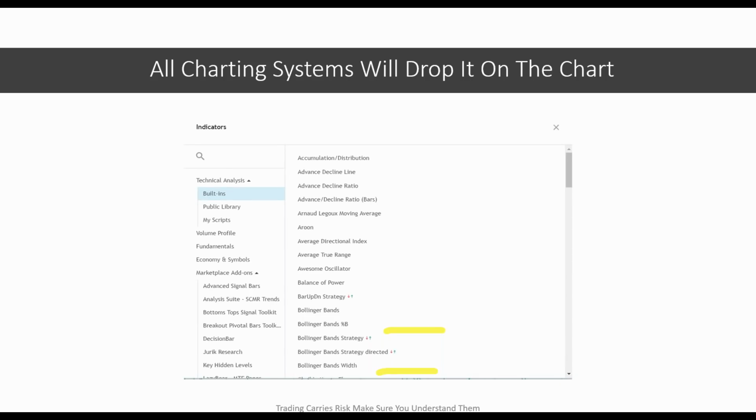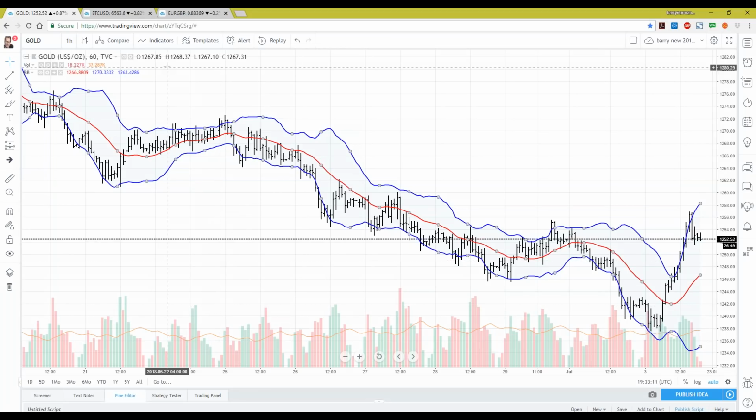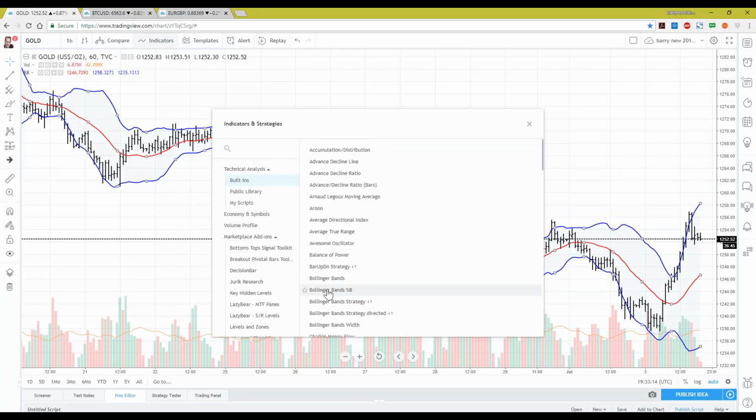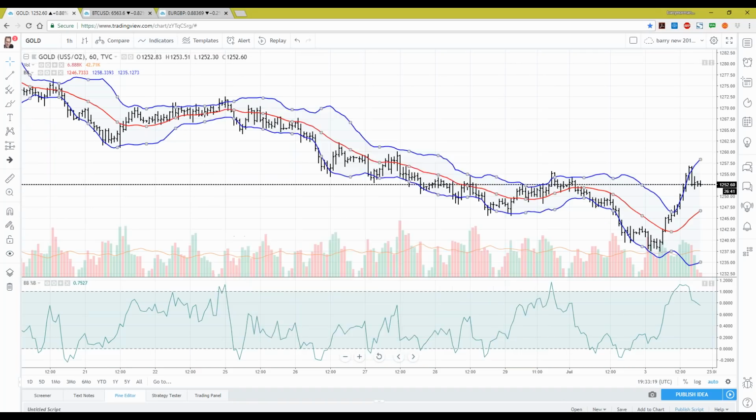You simply go on to your charts. And let's go over and add this percent B onto our chart. Okay, so here we have the Bollinger Band we started with. So we now go back over to indicators and we simply scroll down and go to Bollinger Band's percent B. Click on it. And now what you can see, it's been put on the chart below us. And if you notice on the right-hand side of the chart, we have the 1 and the 0 line. Okay.